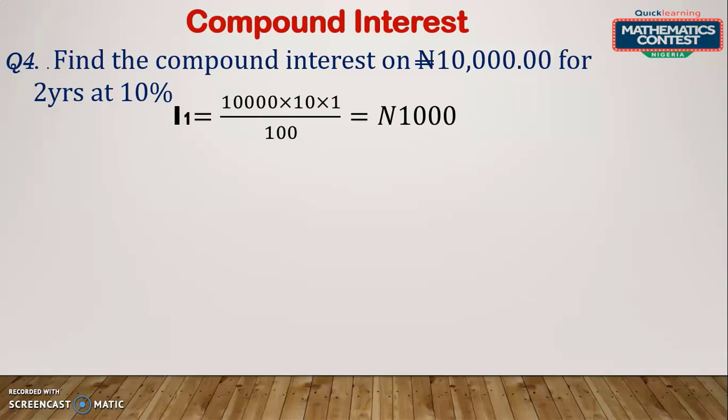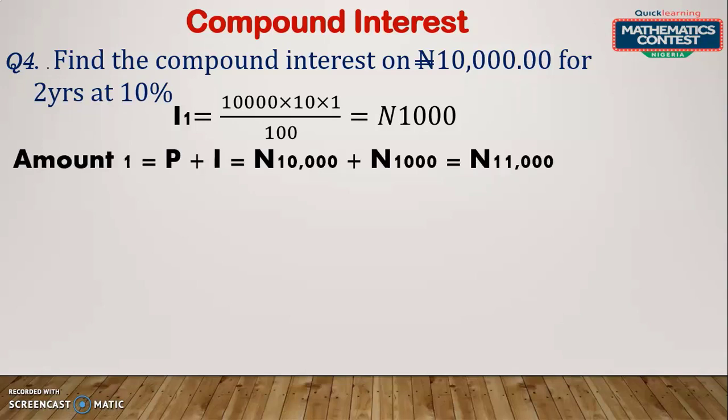Now the first thing we have to do, we have to get the interest for the first year. For the first year, our time will be 1. So the principal is 10,000, the rate is 10%, that is 10, and the time is 1, because it's for the first year, over 100. If these 2 zeros cancel those 2 zeros, what we have left is 1,000. What it means is at the end of year 1, the interest we'll be getting is 1,000 naira.